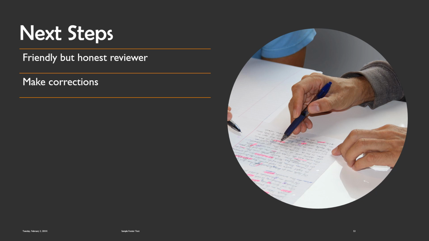Your next step will be to get a friendly but honest reviewer. This can be your instructor, a college writing tutor, a family member, or a coworker, preferably someone who is a pretty good writer. Make the changes they suggest, but use your best judgment. This is your work, and you can do an amazing job and make a real difference with your project.